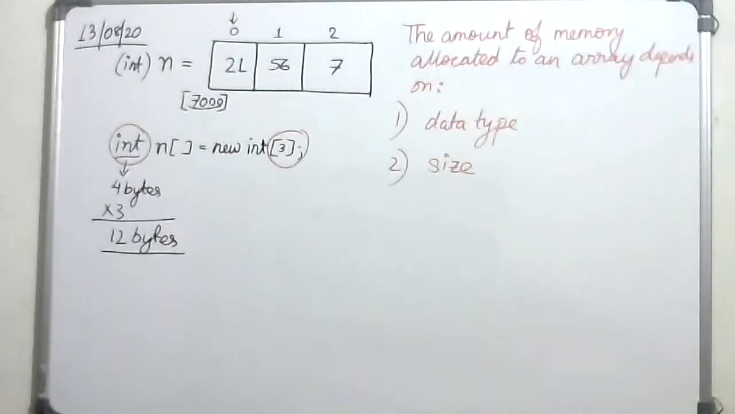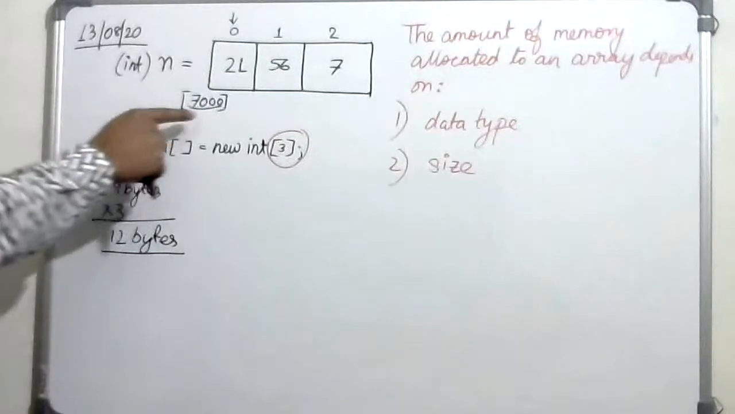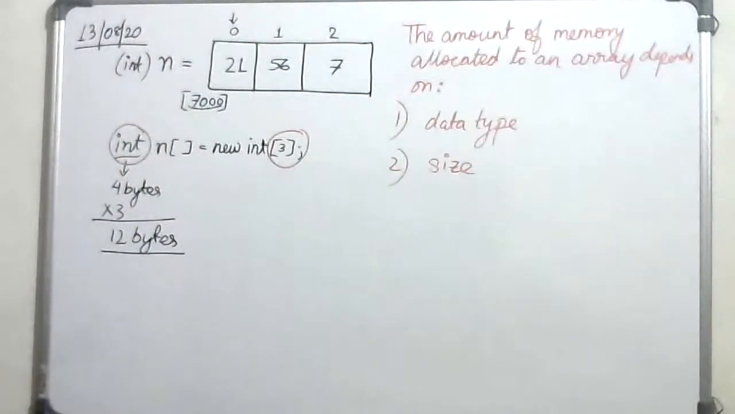Now let's say you have been given a starting location of memory where 7000 corresponds to the first value in the array. So what do you think will be the starting location of the second value that is stored in the array?